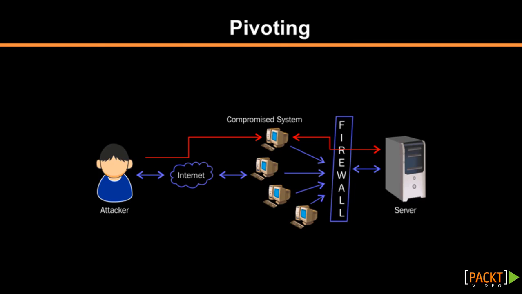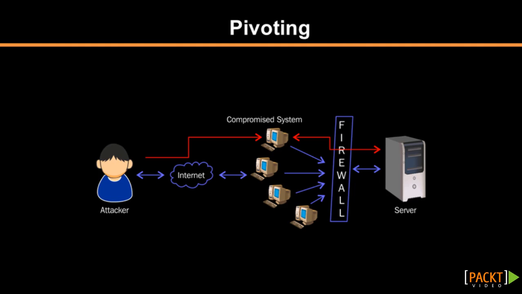Now, the first question that arises here is what is the difference between pivoting and port forwarding? If you remember, in port forwarding we said that we can only access the internal servers using the compromised system. But if we also have to attack those systems, we'll be using the concept of pivoting. This is the only major difference between the two concepts.